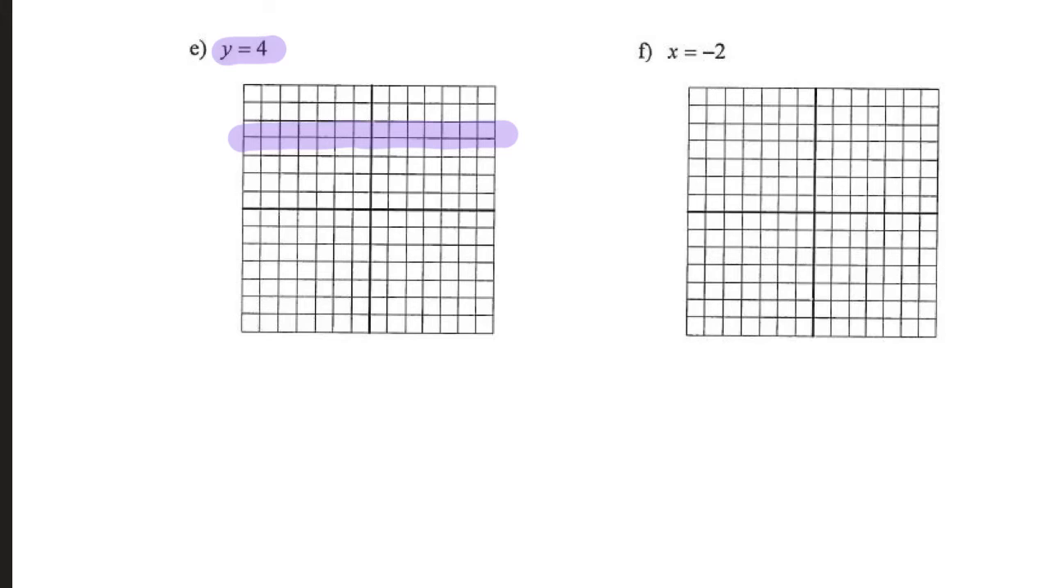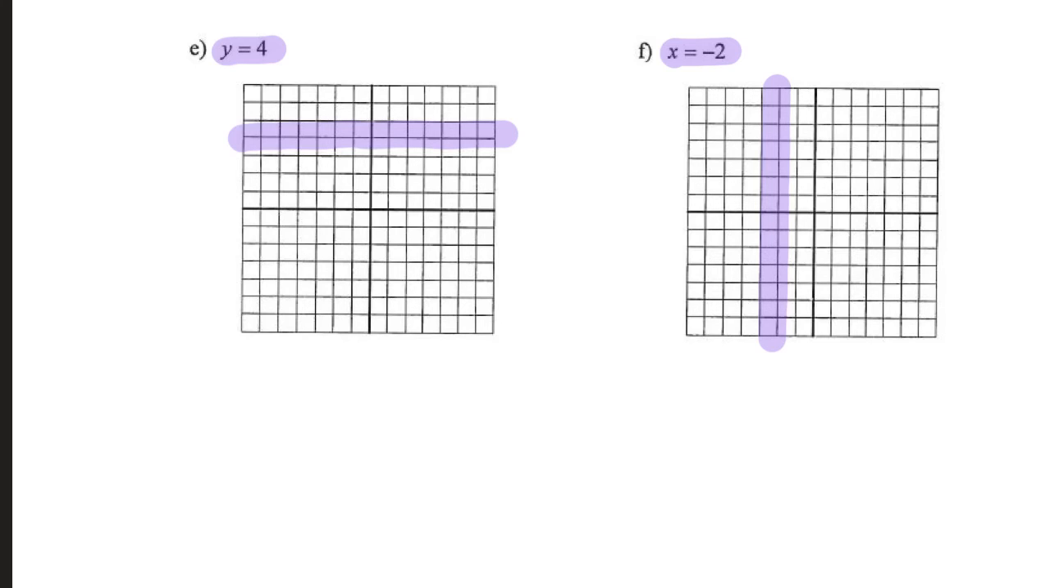And that should take us like 5 seconds, 10 seconds. Take a look at F. The same thing in F. Question F says, okay, well now my x value is -2. So if I highlight all the points that have an x value of -2, then I'm going to get something like that. And we know that when we see an equation that is x equals a constant, that's a vertical line.